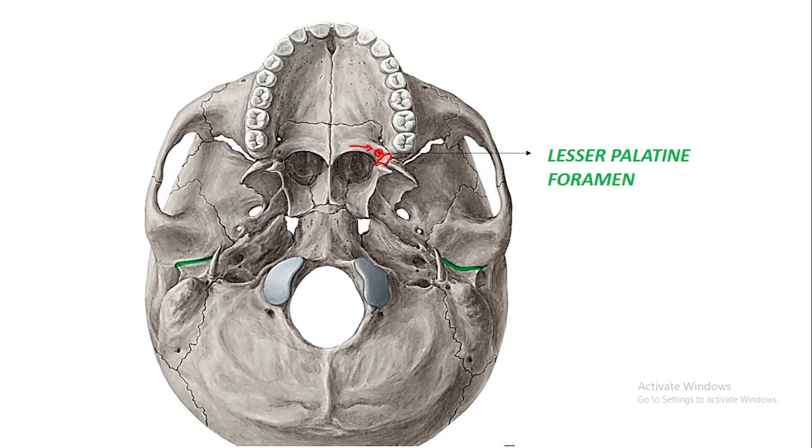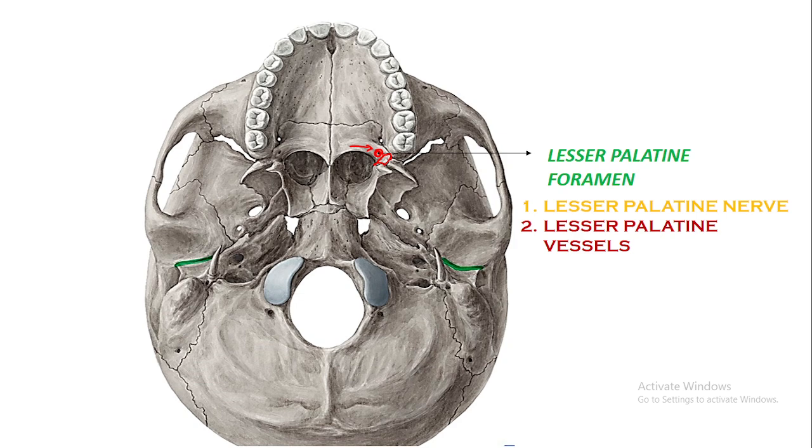The structures which pass through the lesser palatine foramen are the lesser palatine nerve and lesser palatine vessels. The lesser palatine nerves contain sensory fibers as well as parasympathetic fibers to the soft palate glands, and they also transport special taste fibers from the soft palate via the facial nerve. And lastly, there are the lesser palatine vessels which supply the soft palate, uvula and tonsils. Blocking the lesser palatine foramen can provide excellent pain relief in surgical procedures involving the palate.